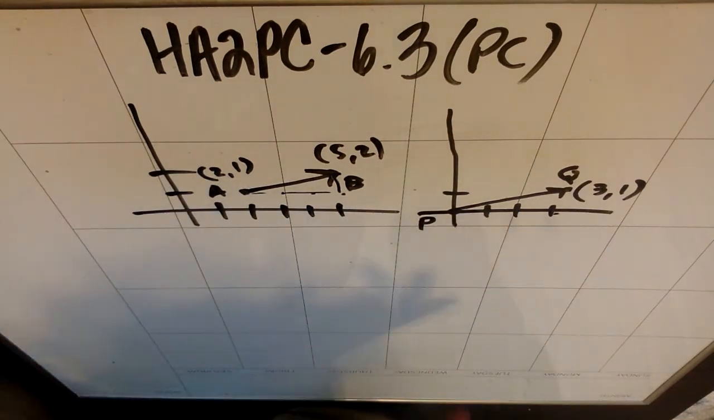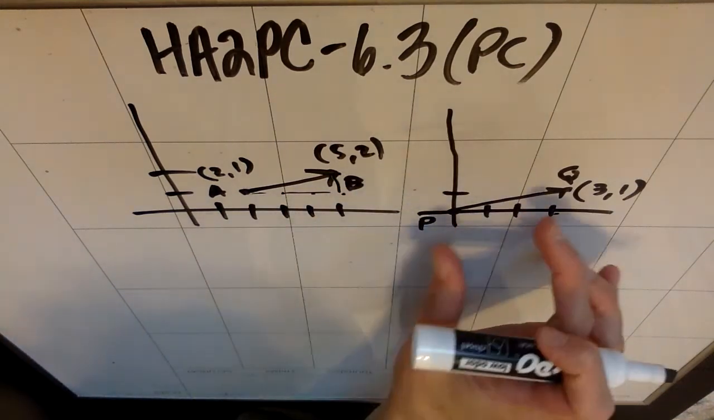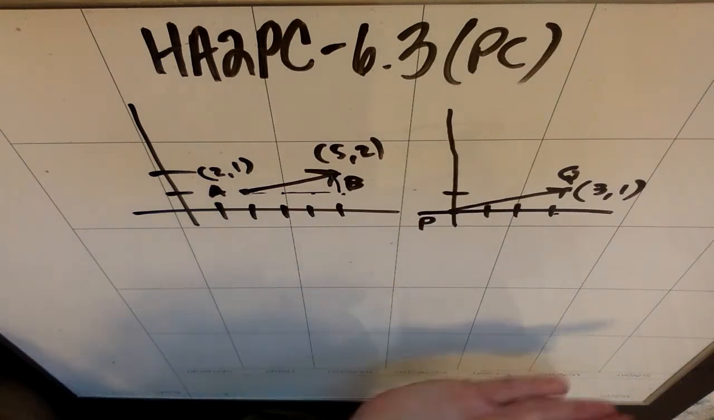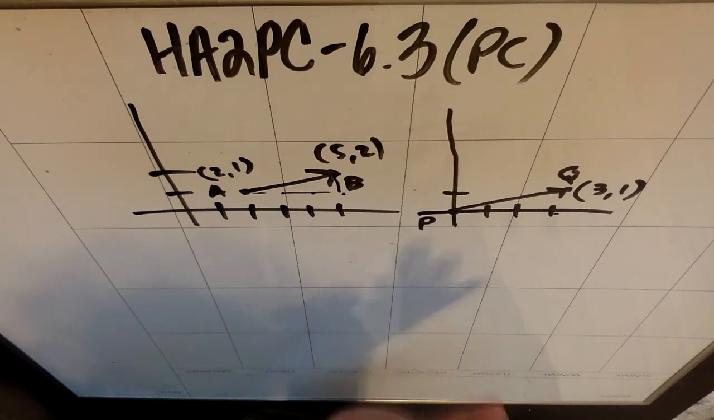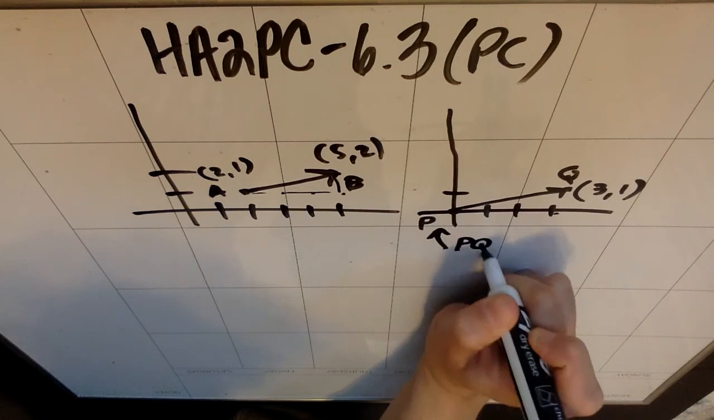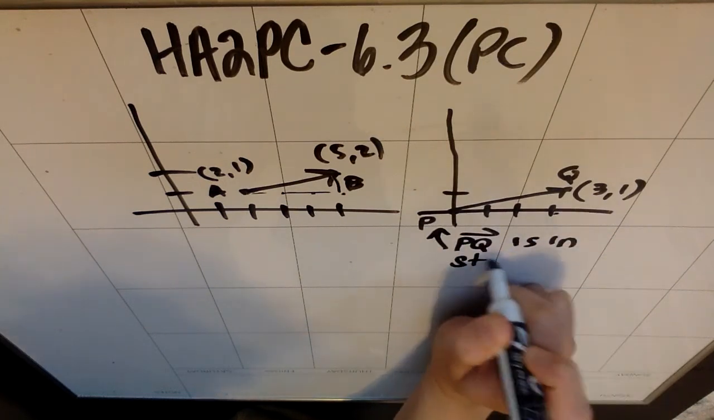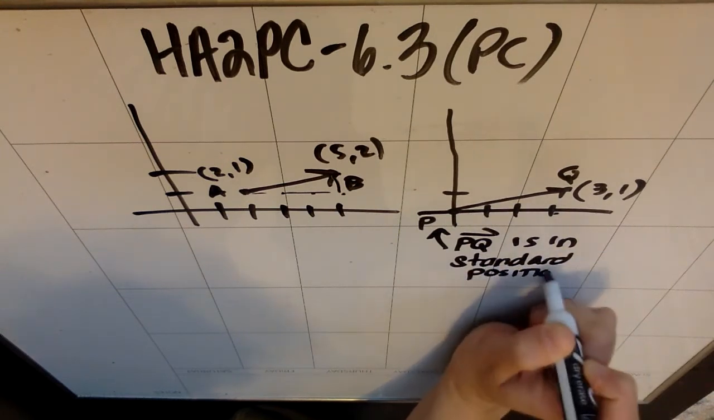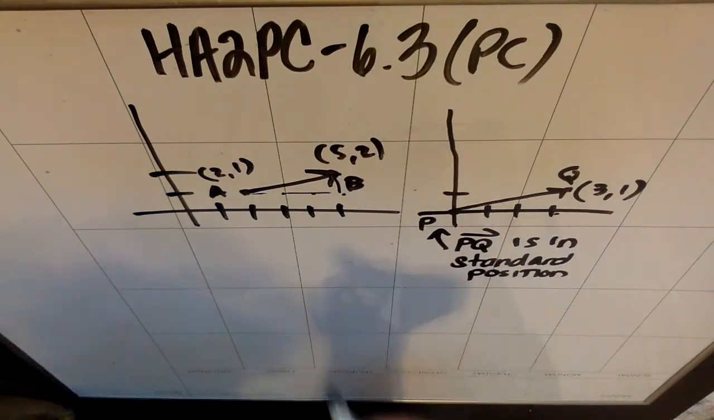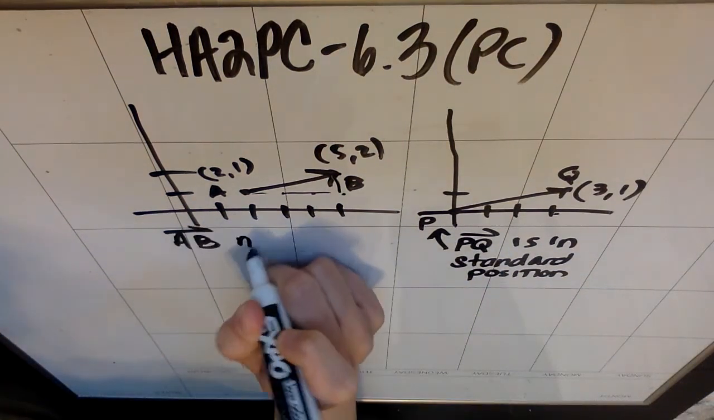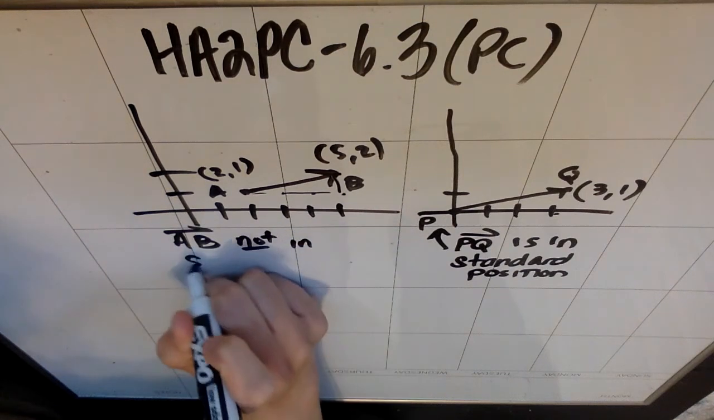So essentially, these are the same vector. They have the same magnitude and direction. They're the same length, and they go exactly the same direction, meaning that they both point 3 units right and 1 unit up. AB is just any old generic vector, but PQ is in what we call standard position. The difference is that PQ starts its initial point at the origin, and that's what we call a vector in standard position. So AB is not in standard position, but they're the same vector.